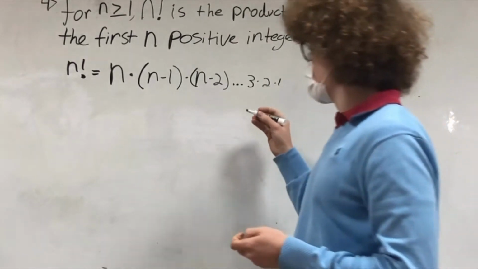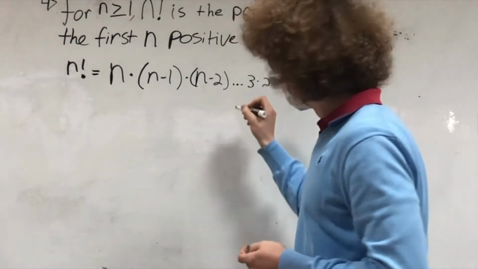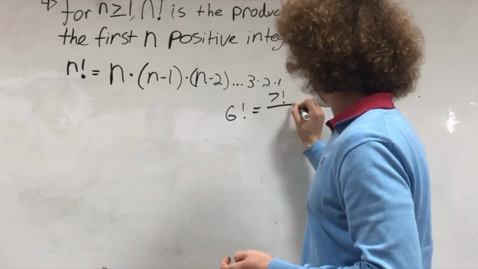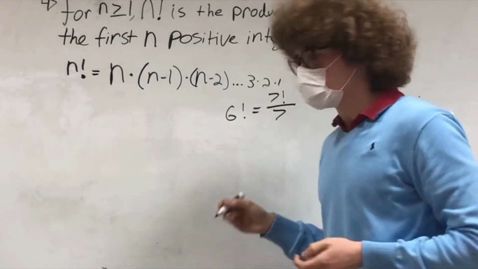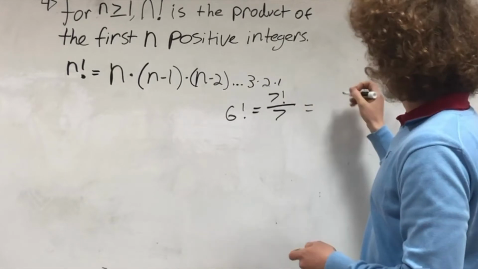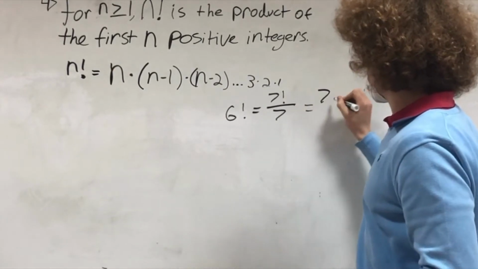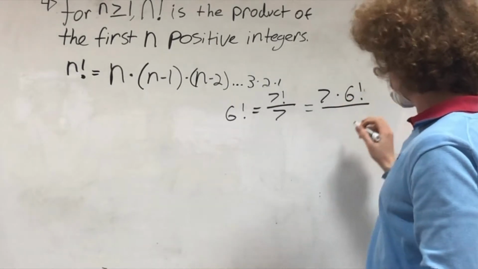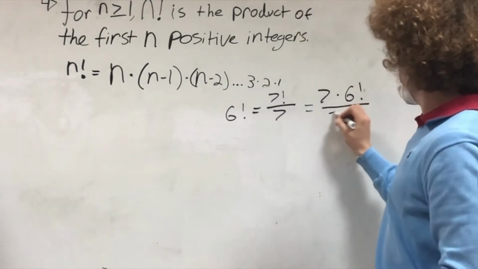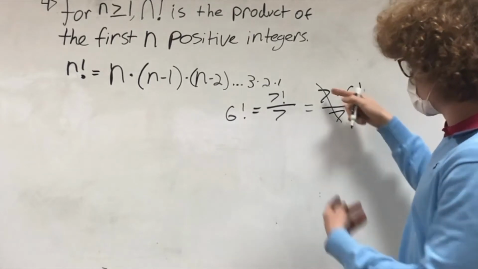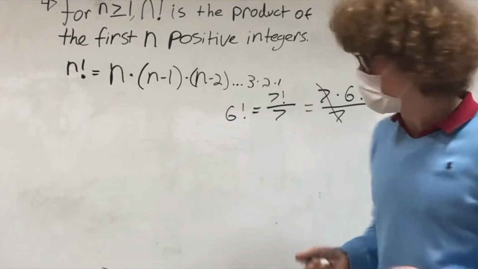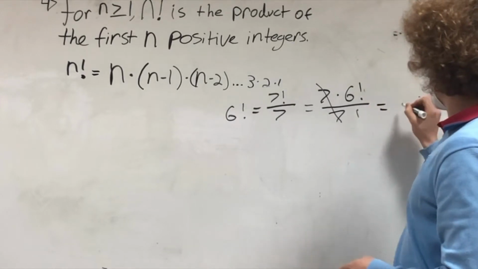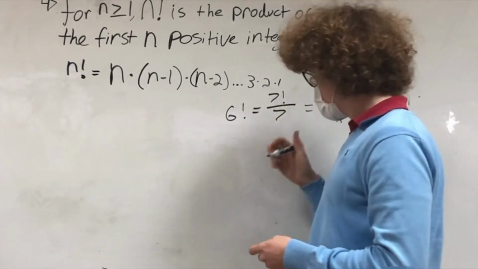What you have effectively is, for instance, 6 factorial is equal to 7 factorial over 7. This statement is true because 7 factorial is just 7 times 6 factorial, as we proved previously, divided by 7. Then you cross these two out because this is just 7 divided by 7, which is equal to 1. Then you get 6 factorial over 1, which is equal to 6 factorial. So that statement is correct.